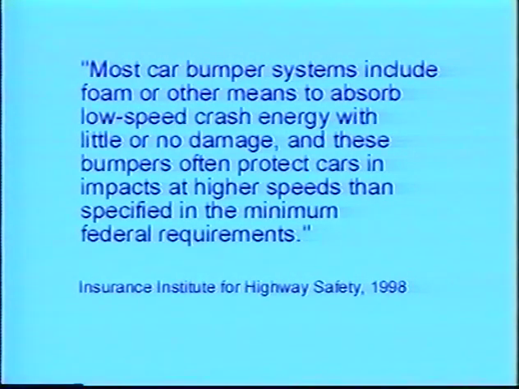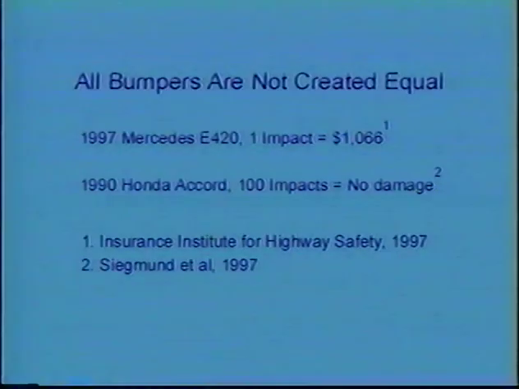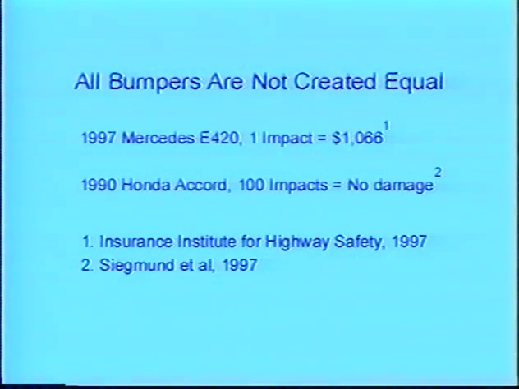Furthermore, just because a bumper rated at 2.5 miles per hour is undamaged, it does not mean that the collision was less than 2.5 miles per hour. This is from a press release from the Insurance Institute for Highway Safety. Car bumpers are required by federal regulations to resist damage to the vehicle's bodies in collisions at 2.5 miles per hour. Most car bumper systems include foam or other means to absorb low-speed crash energy with little or no damage, and these bumpers often protect cars in impacts at higher speeds than specified in the minimum federal requirements. Furthermore, it is a mistake to assume that all cars are built the same.